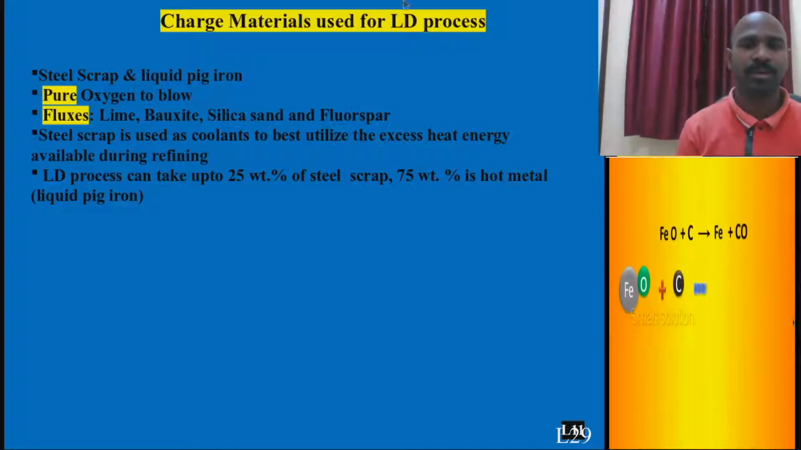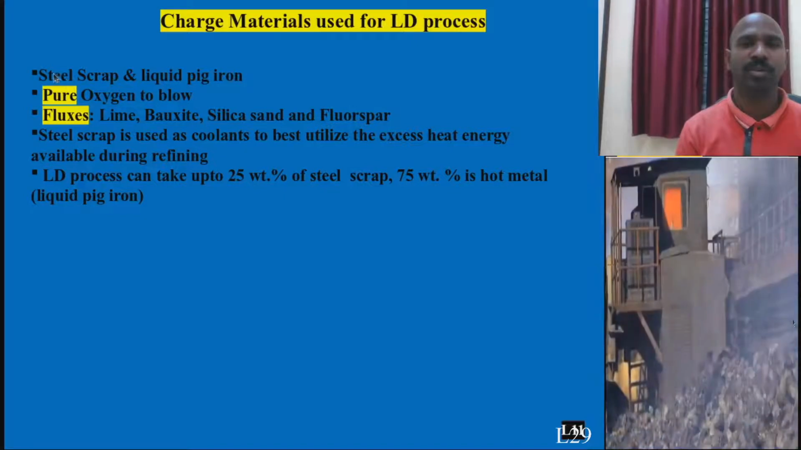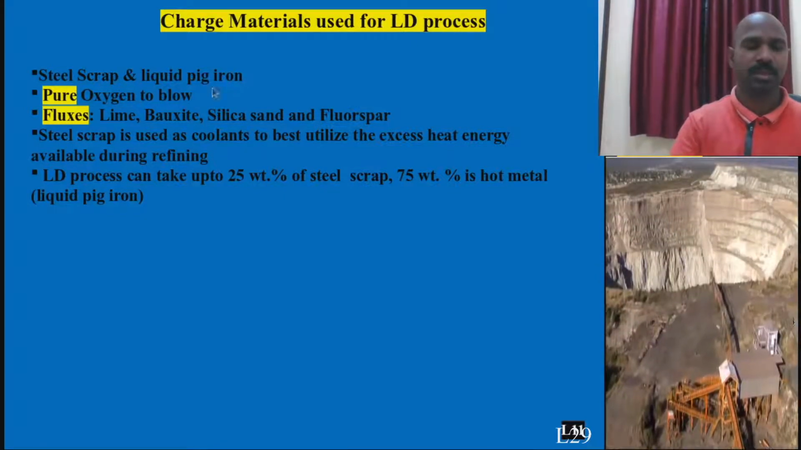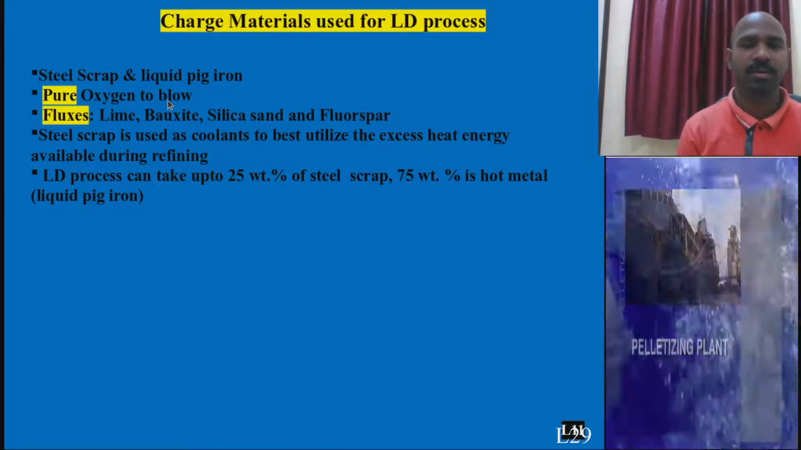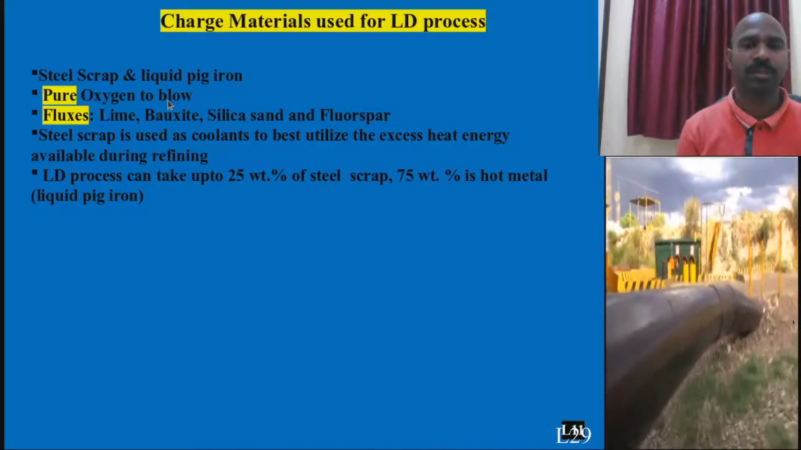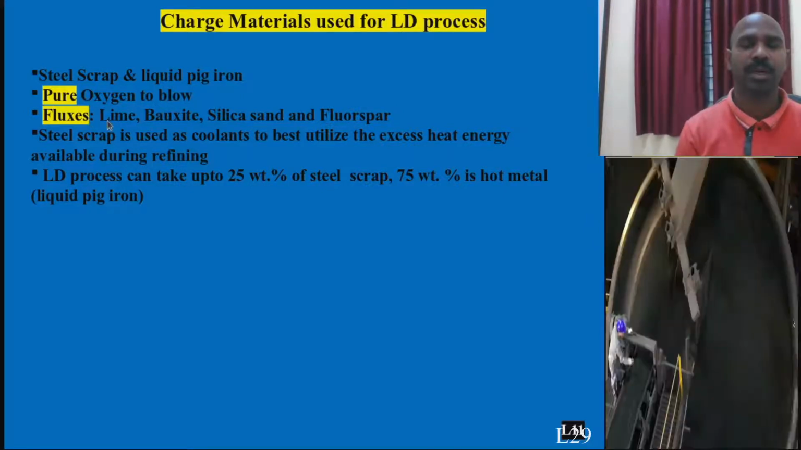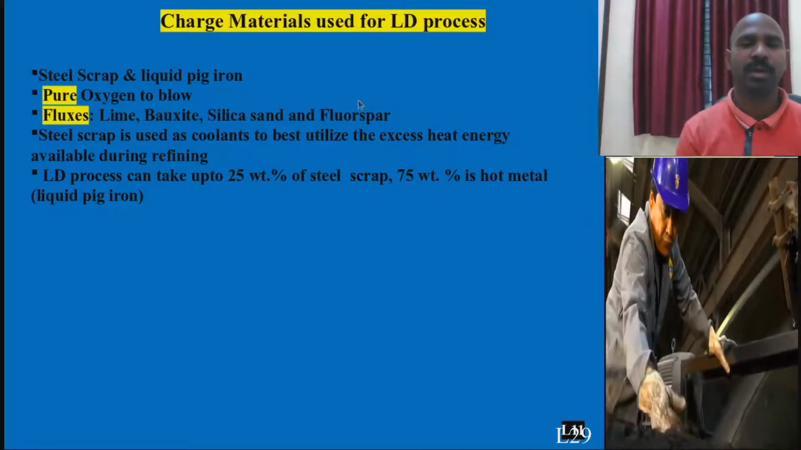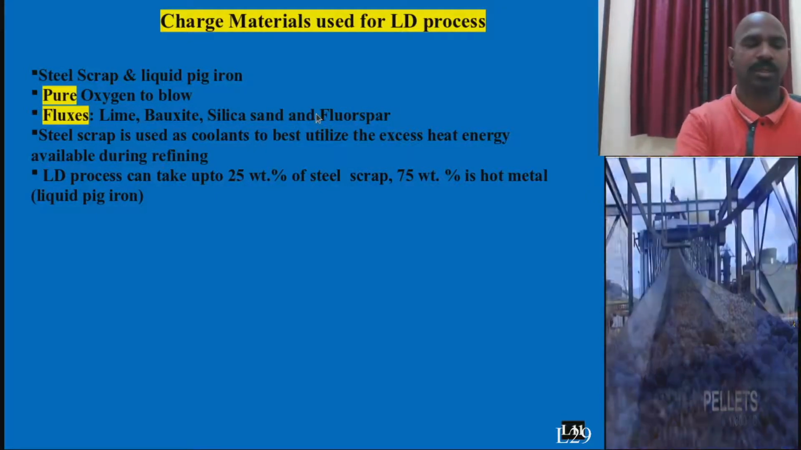Today let me emphasize the topic called charge materials used for the LD converter steel making process. Let me tell you about steel scrap and liquid pig iron. The combination can be used as a raw material, and another raw material is pure oxygen to blow and stir, to get homogeneity in the chemical composition. To remove further impurities such as phosphorus, you use lime, bauxite, or a combination with lime. Bauxite, silica and fluorospar can all be used.